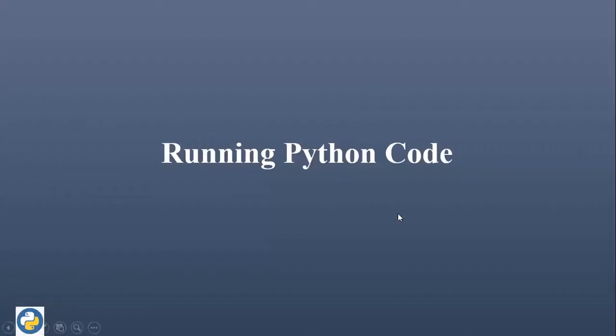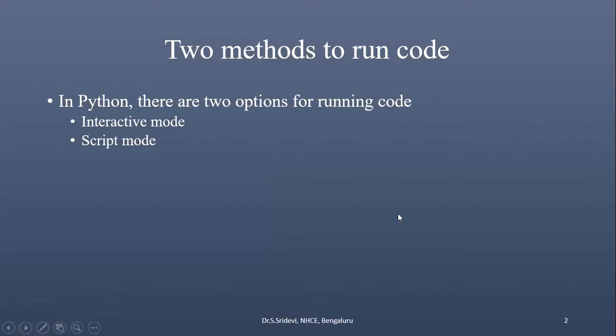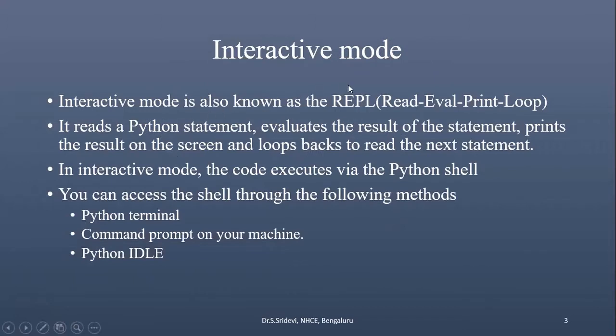Now let us see how to run the Python code. We have two different methods to run the Python code. They are interactive mode and then script mode. In case of interactive mode, it is also known as REPL, stands for read, evaluate, print, and then loop. So in this, first it will read a Python statement, evaluate the result of the statement, and finally it prints the result on the screen. After finishing one statement, it loop backs to read the next statement. This continues as long as we are entering some statements.